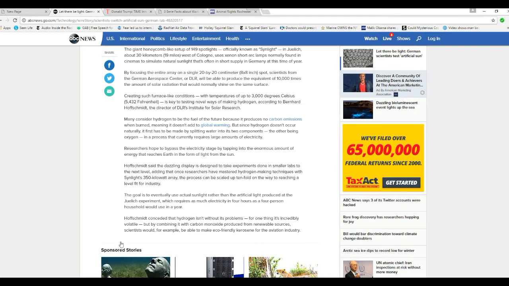For one thing, it's incredibly volatile, but by combining it with carbon monoxide produced from renewable sources, scientists would be able to make eco-friendly kerosene for the aviation industry.